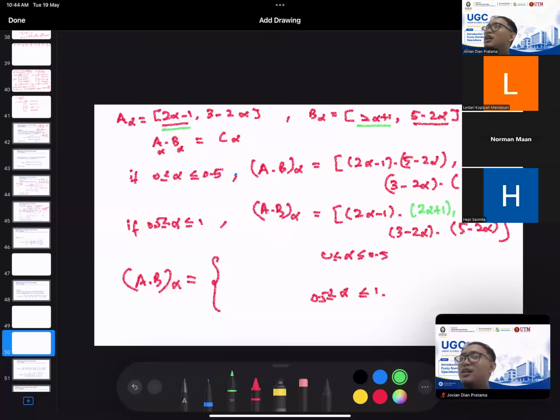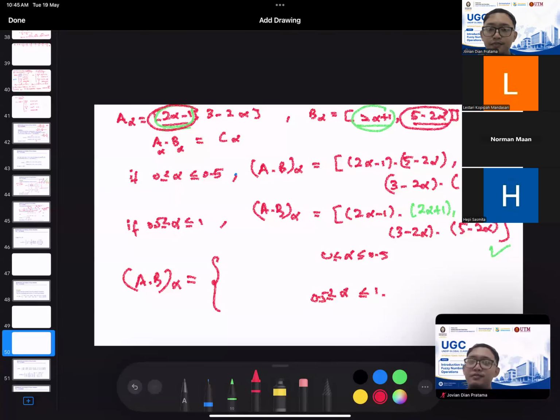So the difference is only when you want to identify either this one you need to multiply with this one, or this one you need to multiply with this one. So which one is the minimum between these two combinations? You need to be very careful. That depends on the type of your fuzzy numbers. Okay, any questions? Understood? Is it okay? No problem.